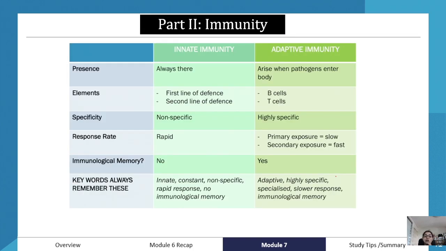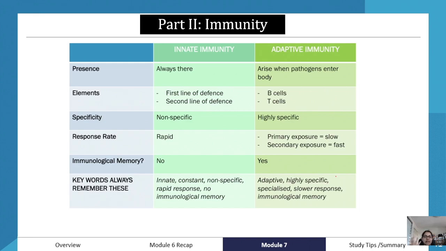So now adaptive immunity comes into play when the pathogen has gained entry into the body. There are two main elements that you're always going to remember with this: B cells and T cells. B for bat, T for toy.